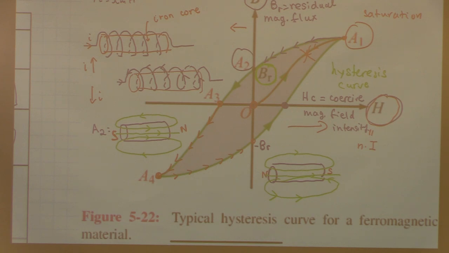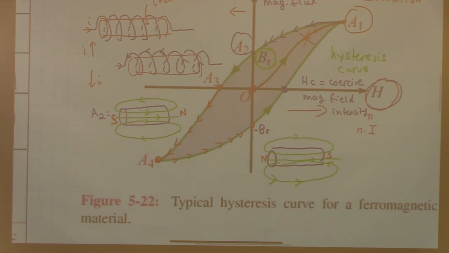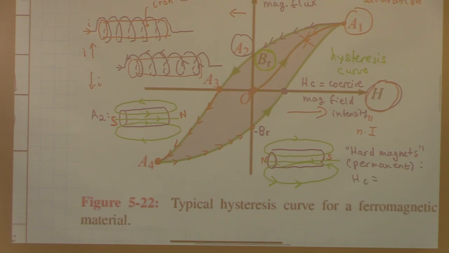For example, for what we call hard magnets, that is magnets that are supposed to be permanent magnets, this H sub C is in the order of or above 10 to the 5 amps per meter. So we need large currents in order to magnetize a medium that is supposed to act as a permanent magnet.